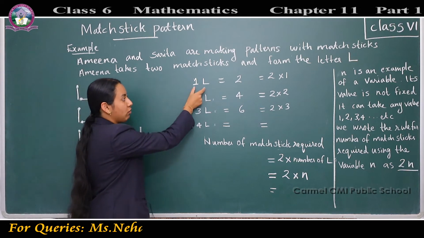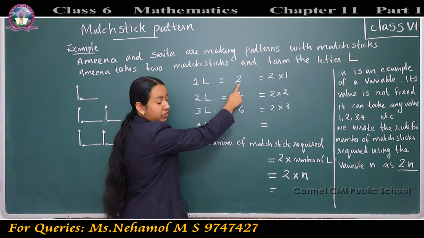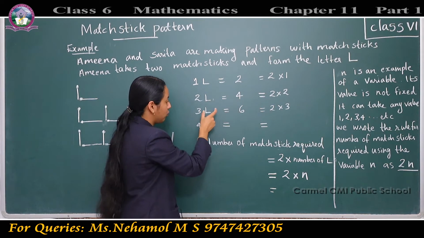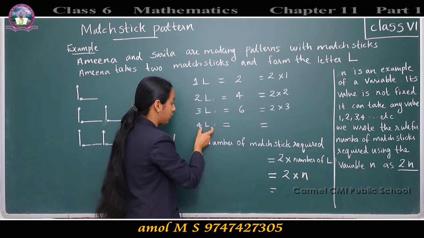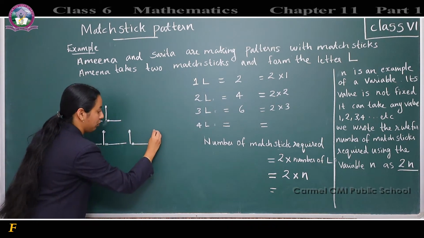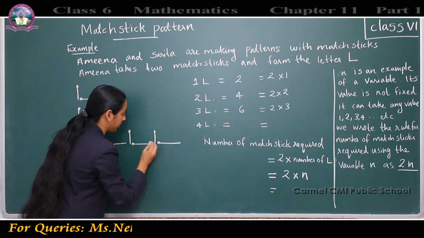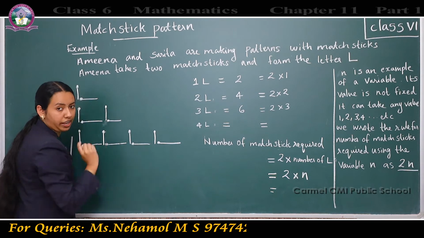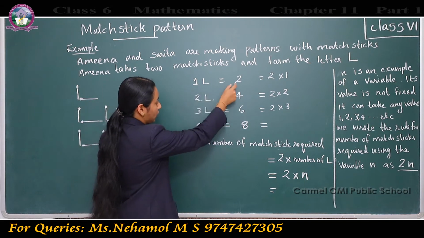So to make 1 L they need 2 matchsticks. To make 2 L's they need 4 matchsticks. To make 3 L's they need 6 matchsticks. Then to make 4 L's, how many matchsticks are needed? 1, 2, 3, 4, 5, 6, 7, 8. They need 8 matchsticks.